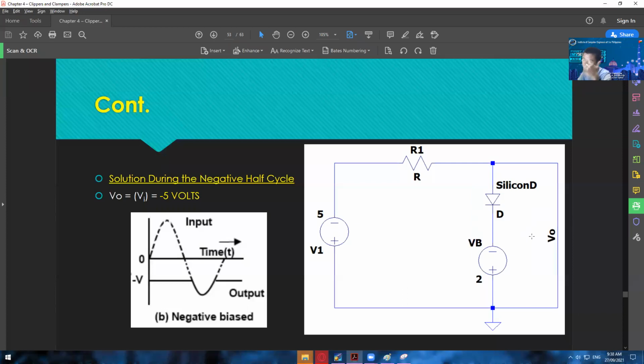But as time goes by, it will be overwritten by this V1 right here, since this will become a reverse bias connection and all of our voltages will flow onto this VO, which is completely negative 5 volts. So that is why we have a reading of negative 5 volts on this VO right here. Okay, so I hope we're clear with this one.